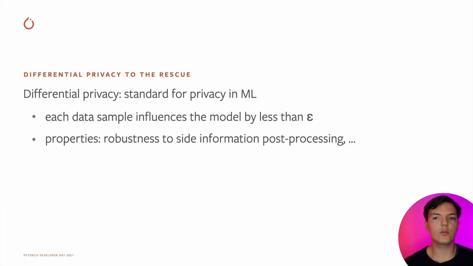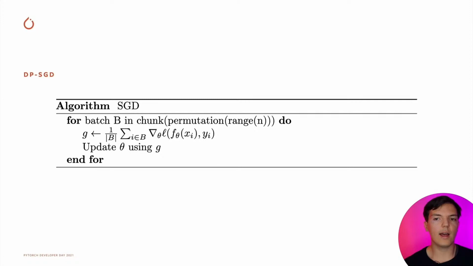The standard solution to this problem in machine learning is differential privacy. Roughly stated, differential privacy ensures that each data sample impacts the final model by less than some small quantity epsilon. Differential privacy enjoys nice properties such as robustness to side information, post-processing, and so on. In the next slide, we're going to see how we can make stochastic gradient descent, or SGD, differentially private. SGD iterates through all elements of the training set, grouped by batches. At each step, we compute the average gradient over the batch and use it to update the model.